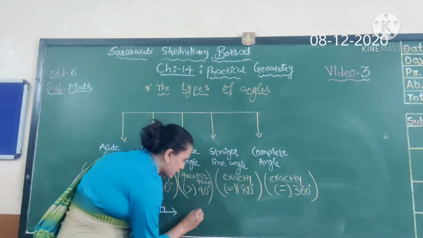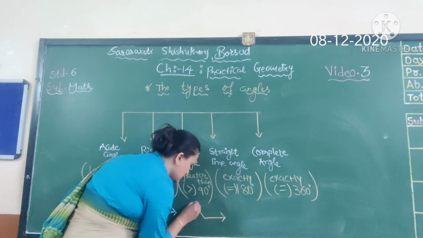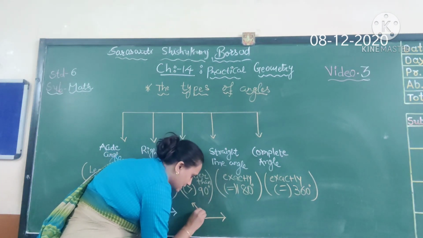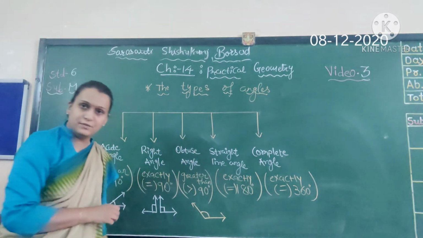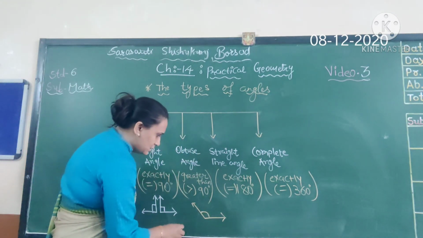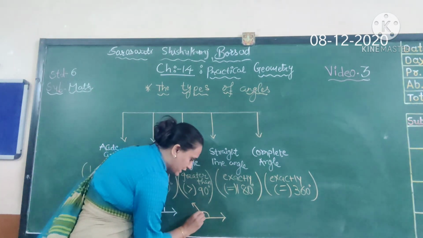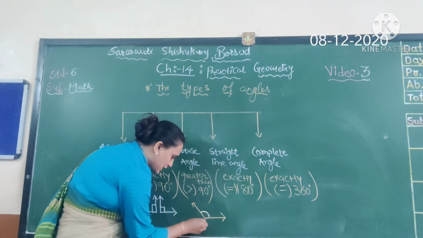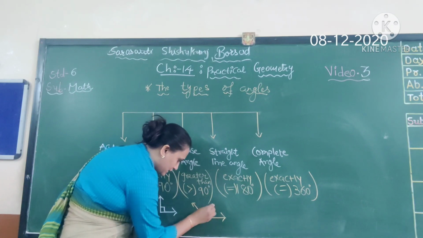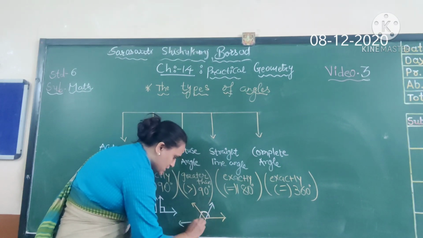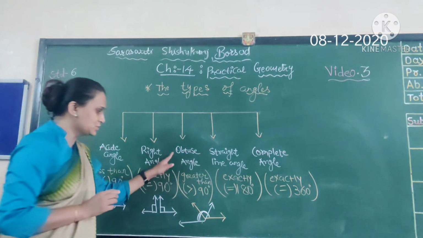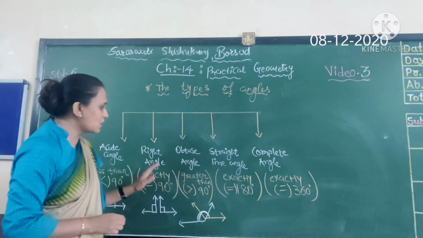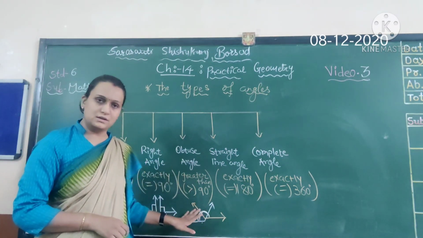So here you can draw it like this. See here you can find that this is greater than 90 degree. Okay, that's why it is known as obtuse angle, or you can see here like this. Okay, so this is also an obtuse angle. So always the measure of obtuse angle is greater than 90 degree.